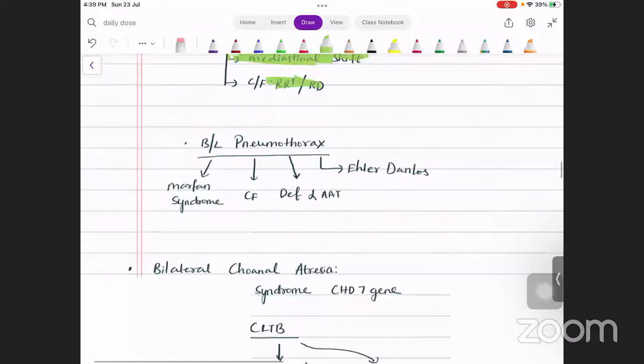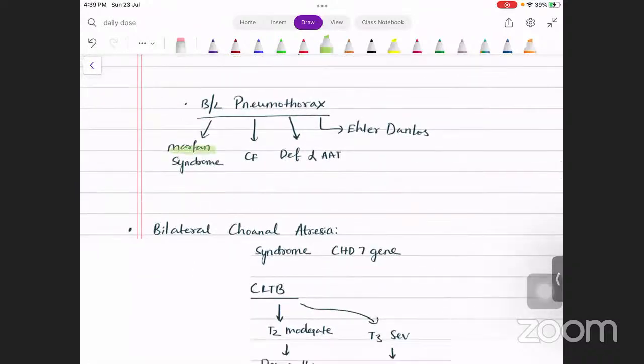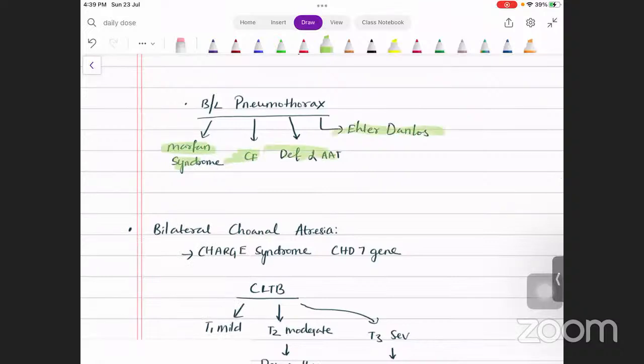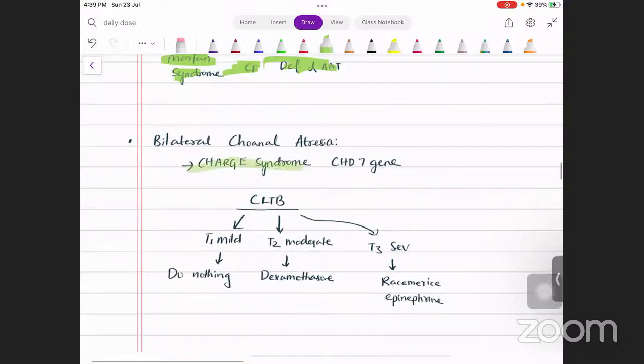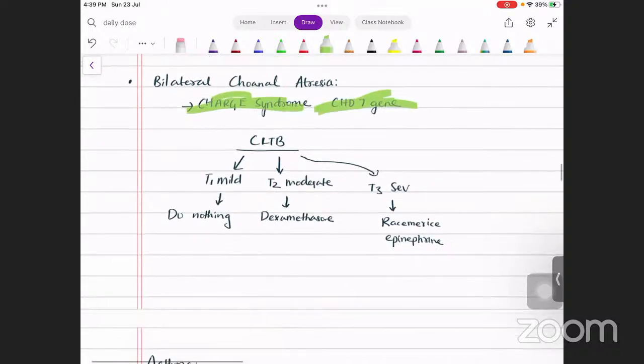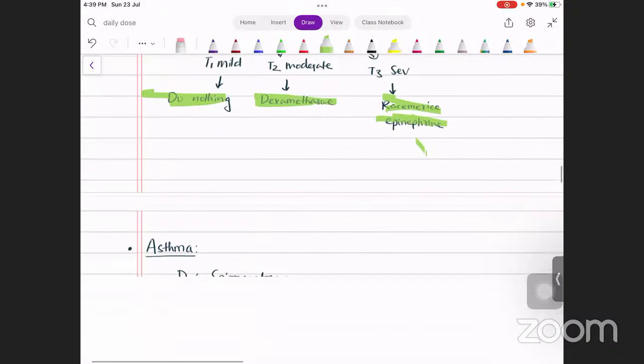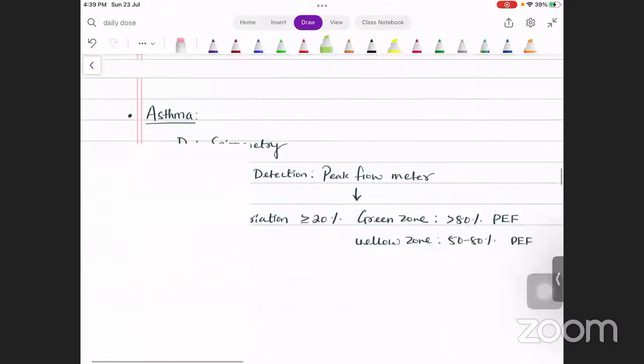And apart from that, you may see bilateral pneumothorax associated with Marfan syndrome, cystic fibrosis, alpha-1 antitrypsin deficiency, and Ehlers-Danlos syndrome. Then bilateral choanal atresia is associated with CHARGE syndrome, CHD7 defect. And apart from that, in croup, T1 is mild, you don't need to do anything. T2 is moderate, give dexamethasone, while T3 is severe, where you can give epinephrine or racemic epinephrine to this patient.